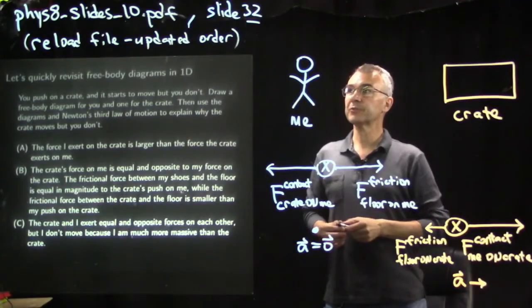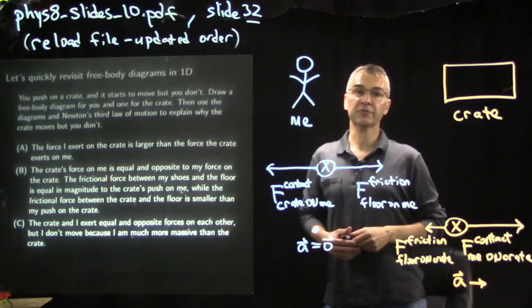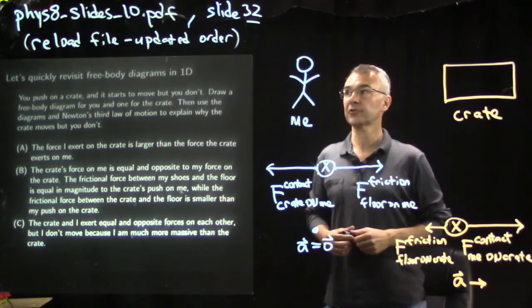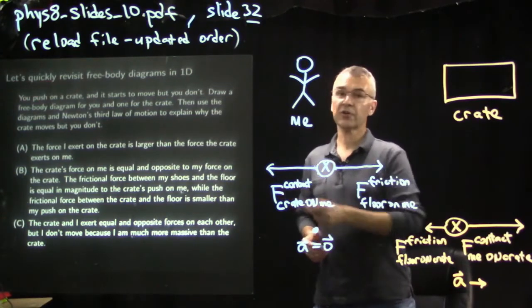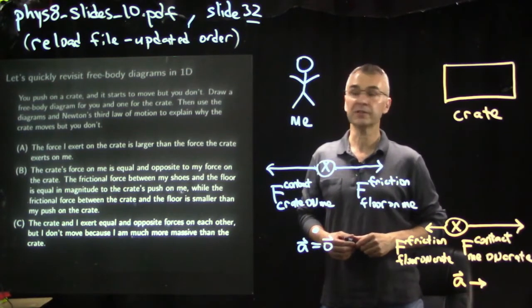Let's continue chapter 10. So we're continuing our way through Phys 8 slides 10.pdf, starting at slide 32. But I did recently reorder the deck of slides, so you want to reload the file if you had it downloaded already. So let's start by quickly revisiting free body diagrams in one dimension.